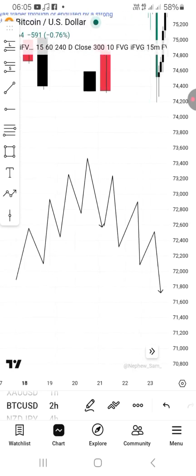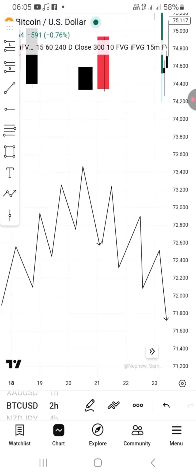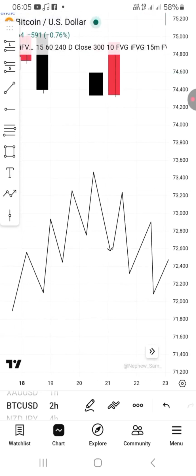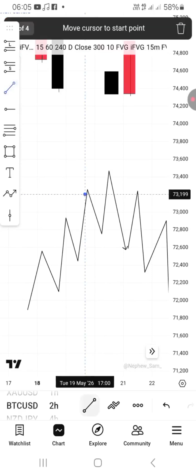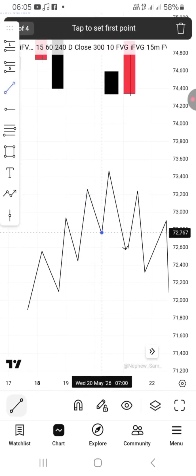in the market. So now, to identify an order block, I need you to understand that an order block leads to a shift in market structure. It leads to a market structure.